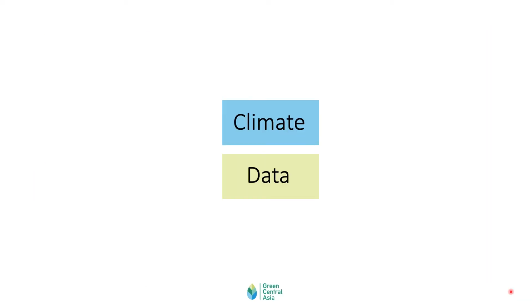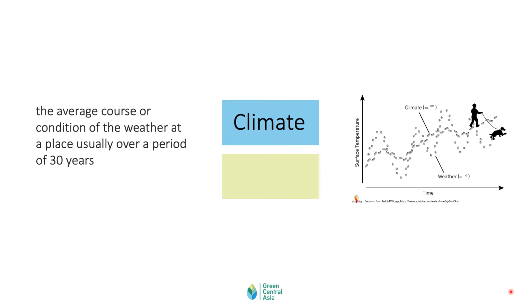The first question would be, what is climate data? To understand what climate data is, we first have to understand what climate is. By definition, the average course of condition of the weather at a place, usually over a period of 30 years, according to the World Meteorological Organization, or WMO, is called climate.